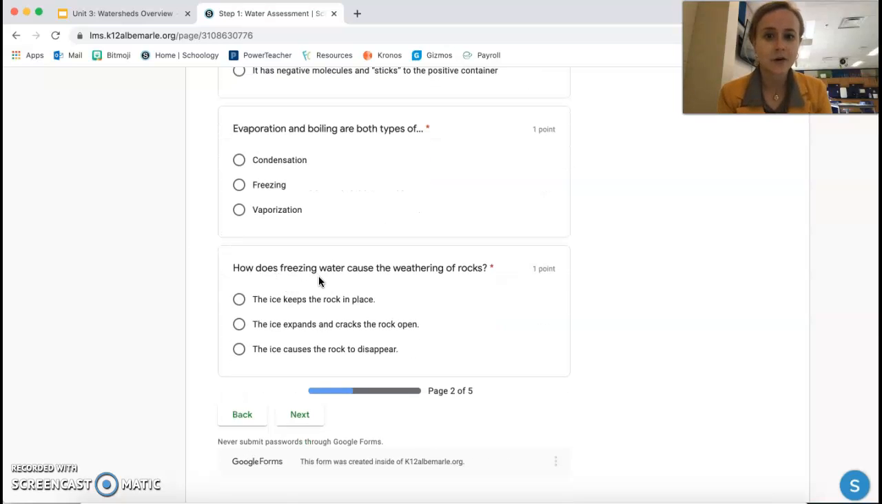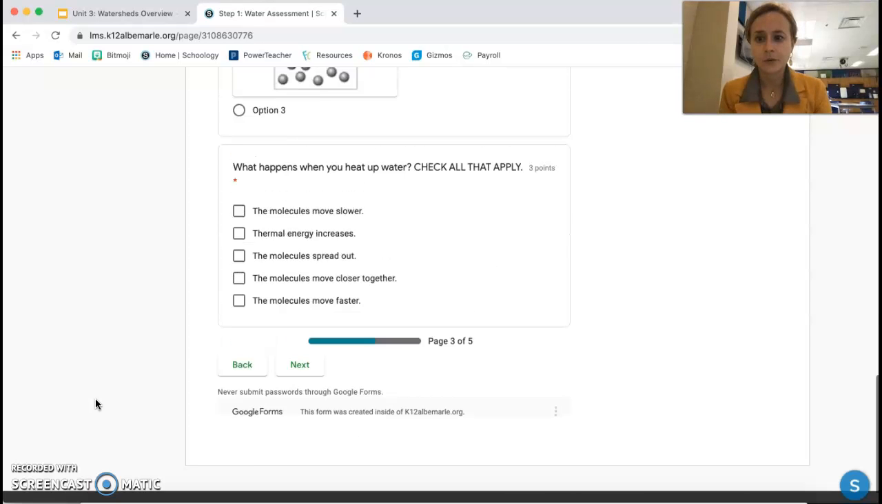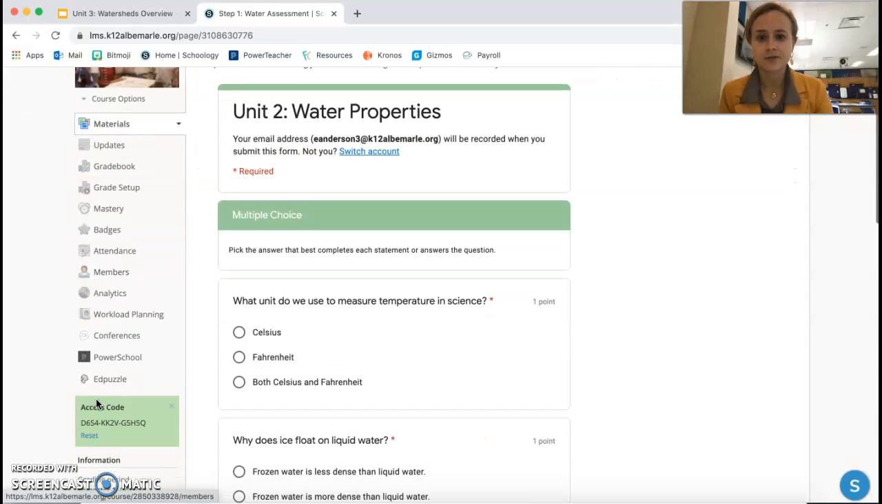Next question. How does freezing water cause the weathering of rocks? Is it because the ice keeps the rock in place? The ice expands and cracks the rock open? The ice causes the rock to disappear. We're now moving on to the next page.